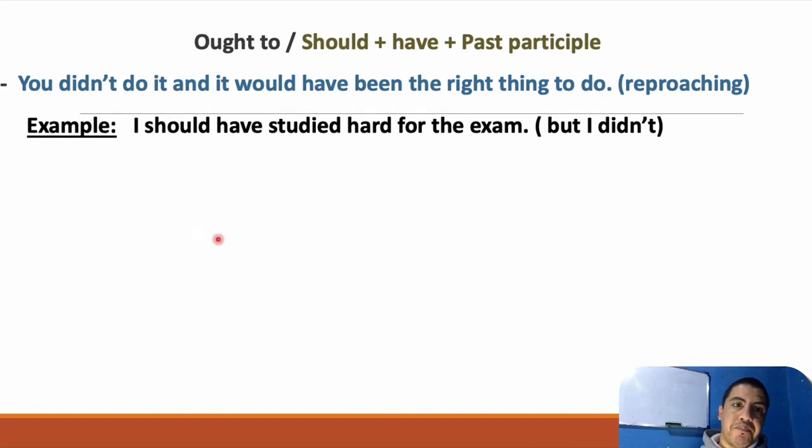What is the use? We use it for an action that we didn't do, but it would have been the right thing to do. I didn't do the action, and it was best for me if I did it. It's like here you are talking about regret. Sometimes it is used to express regret because I didn't do something, and sometimes it is used for reproaching, or criticism.